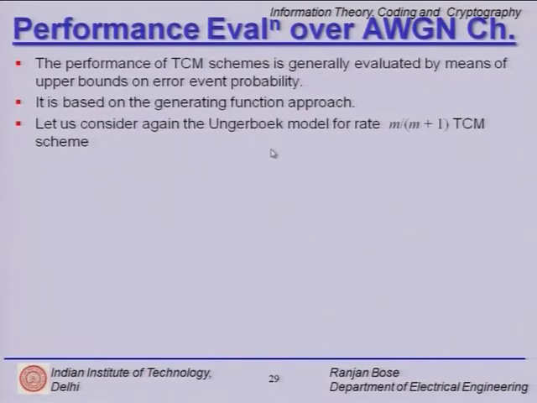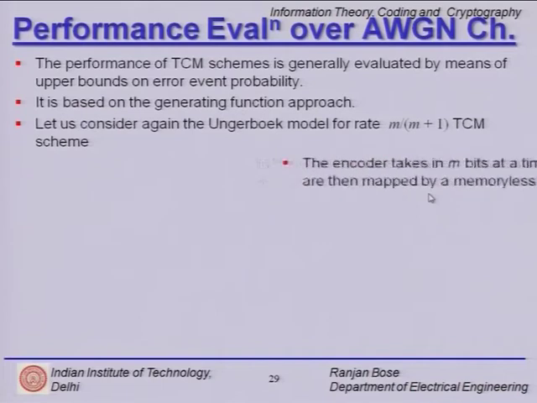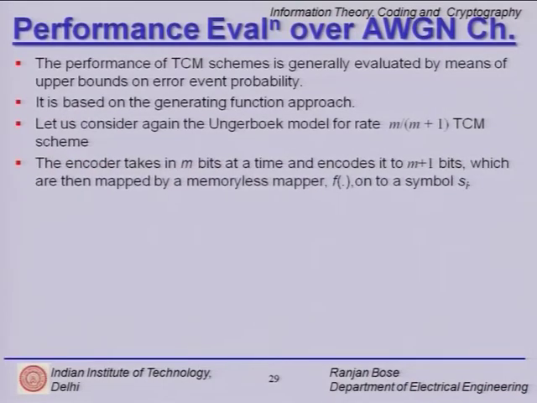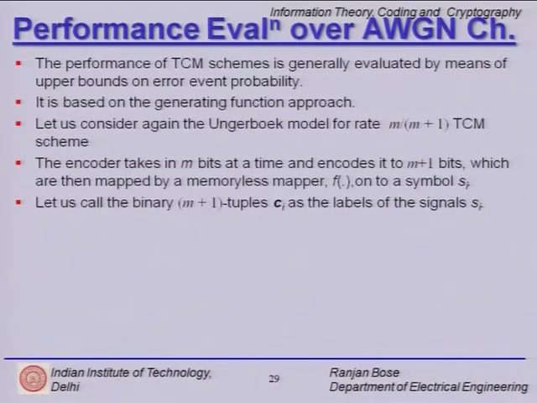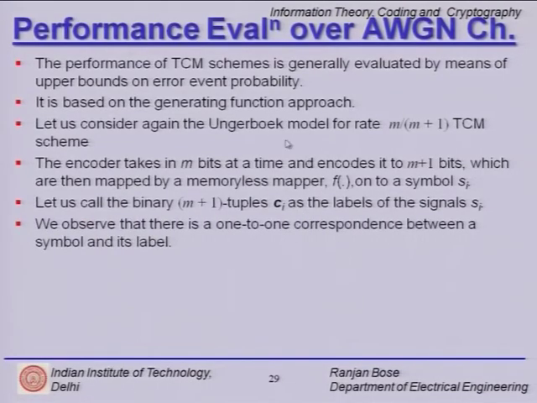So, here please note we are going to look at m over m plus 1 TCM scheme in general, and this will be coupled with a mapper. So, the encoder takes m bits and converts them into m plus 1 bits, and what we have is a binary m plus 1 tuple Ci as the label for signal Si. So, we have these labels that we are going to work with in the next few slides, and the idea is to recover these labels, and there is of course a one-to-one correspondence between Ci and Si. We observe Si and then we try to recover Ci.